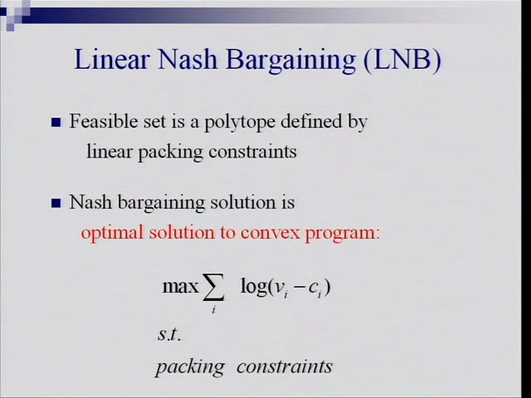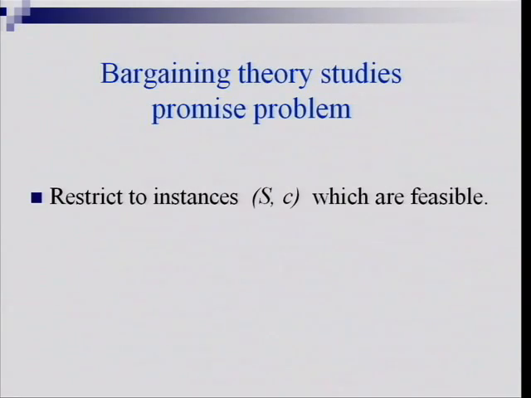Yes? I didn't quite understand why the status quo point C would not be part of the feasible set. Can you repeat the question for the second? OK. So the question is, why should C not be a part of S? Because nobody says that C comes about by sharing S in particular ways. C may be something else altogether. Typically it will be, but it is not always the case.